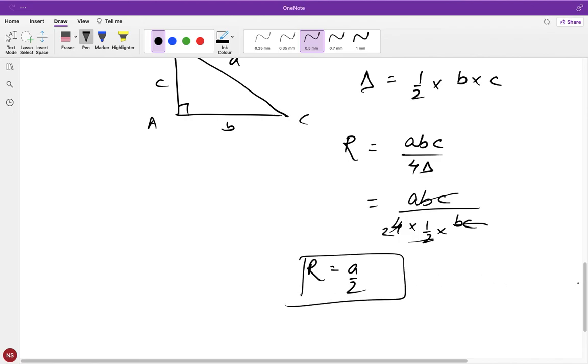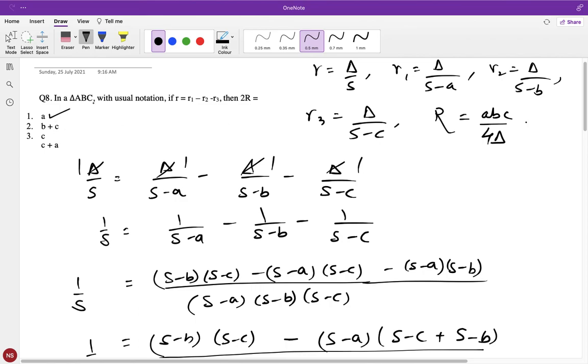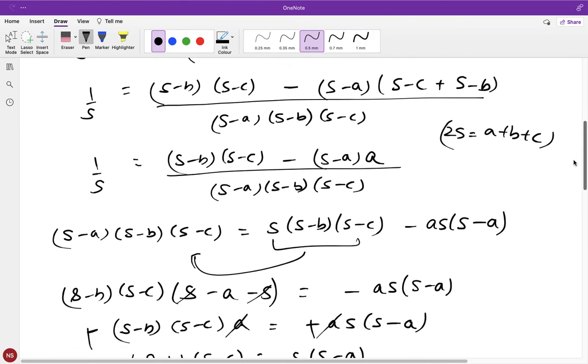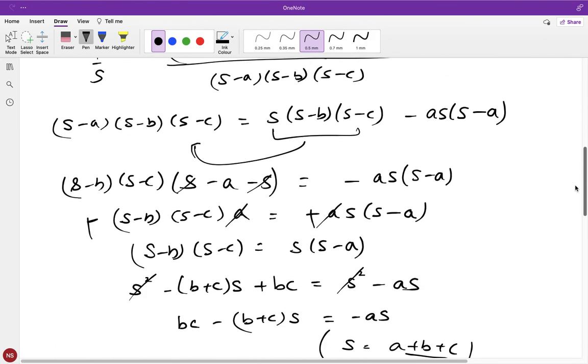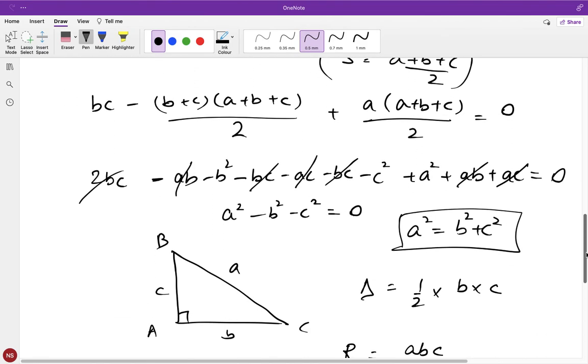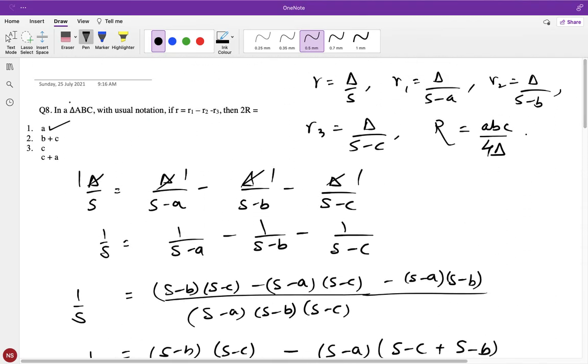This is the solution. In the question, what is being asked? 2R. So 2R is equal to A. I would say this is not an easy problem because you have to do so many calculations and so many plus minus here and there. Chances of making a mistake are too high in this problem. So if you are going to attempt this problem, you have to be very careful.